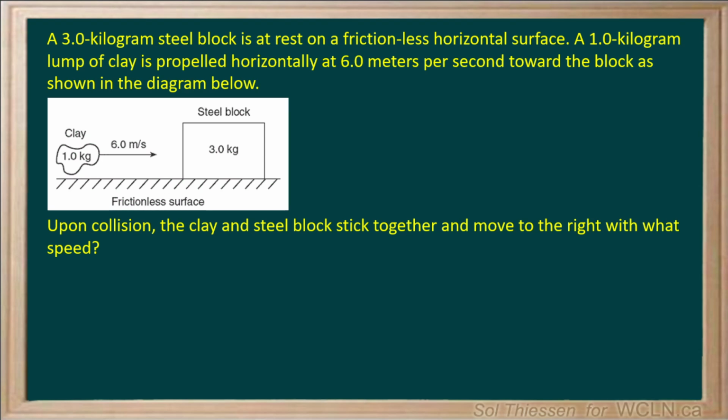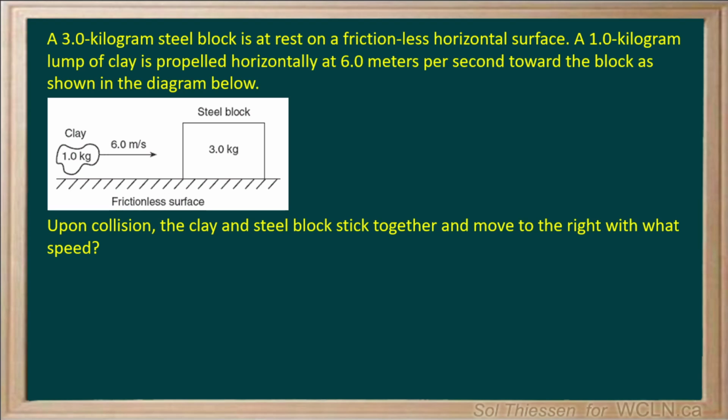A 3 kilogram steel block is at rest on a frictionless horizontal surface. A 1 kilogram lump of clay is propelled horizontally at 6 meters per second toward the block as shown in the diagram below. Upon collision, the clay and steel block stick together and move to the right with what speed?